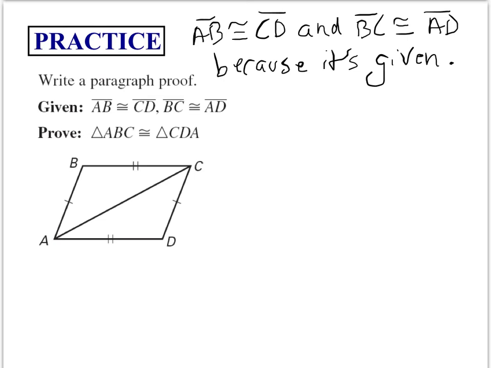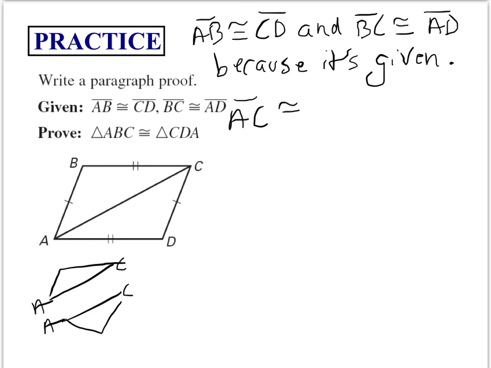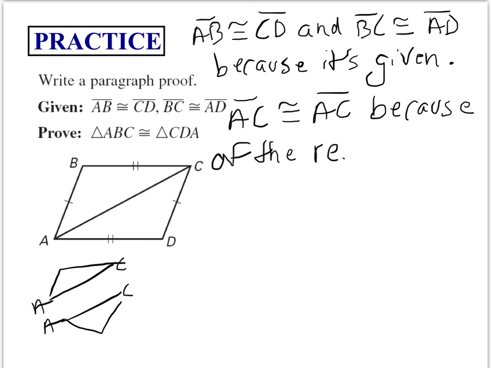Okay, so now we've stated that AB is congruent to CD, BC is congruent to AD, and once again, we can break these triangles up, and that's going to help us to see that AC is congruent to AC. So we'd say AC is congruent to AC because of the reflexive property.